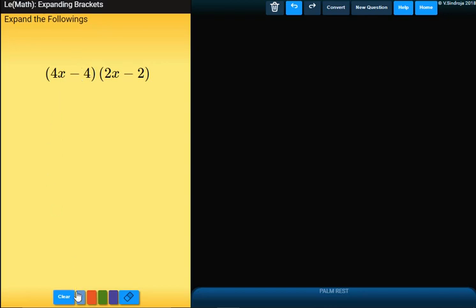So this is how it works. We're going to take the first term, and we're going to multiply the first term in the second bracket. So that's 8x squared. And then we take the first term and multiply the last term. That's going to be minus 8x. Now the first term is dealt with. You've used it up. It's multiplied both of the second terms, and that's it done.